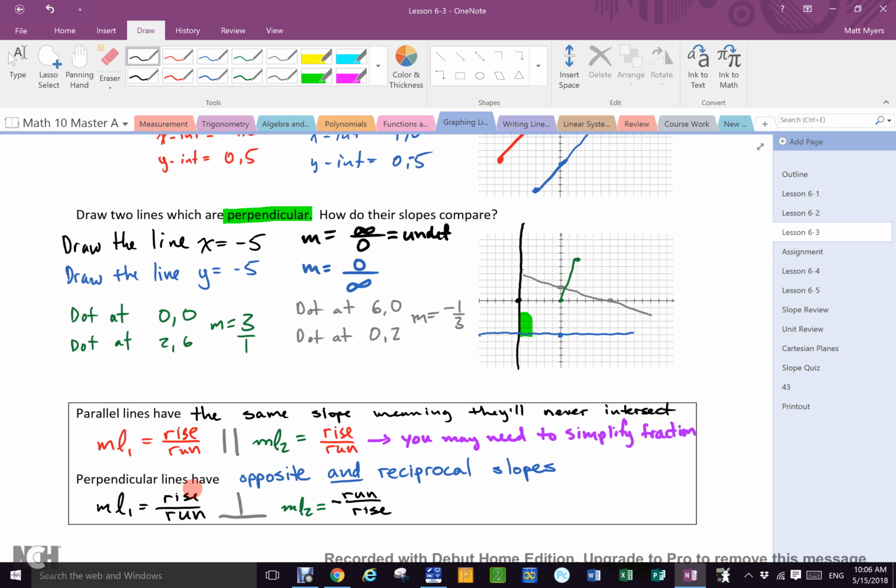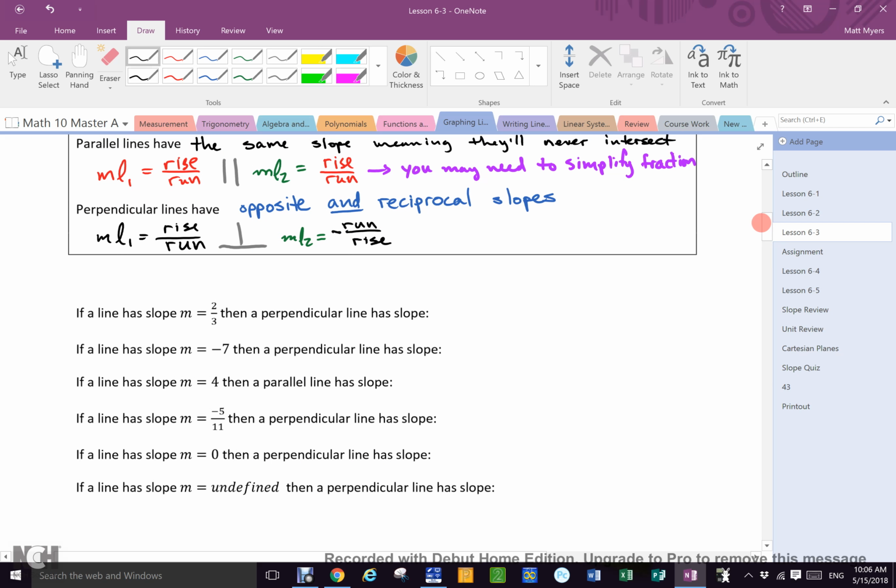Everybody cool? Now, if this happens with rise over run, does it happen with every other version of slope? Do you think? Yeah, it will. And here's what I mean. Let's make sure everybody gets it. Line 1 is 2/3. What's its perpendicular slope? -3/2. You guys try to fill this in, and then I'll put the right answers up.